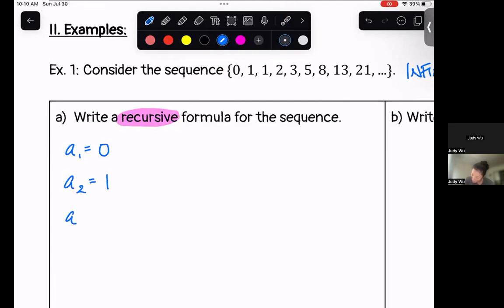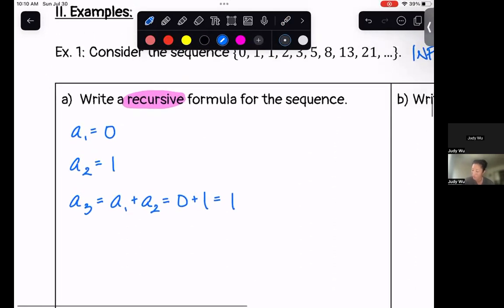Now, according to our list, we know that A sub 3 is 1. However, I want us to notice something else. Maybe you already know this sequence. 0 and 1: if I take 0 and I add it to 1, I get 1. So instead of writing A sub 3 at first, I'm just going to write A sub 3 equals A sub 1 plus A sub 2, which is 0 plus 1, which gives us 1.